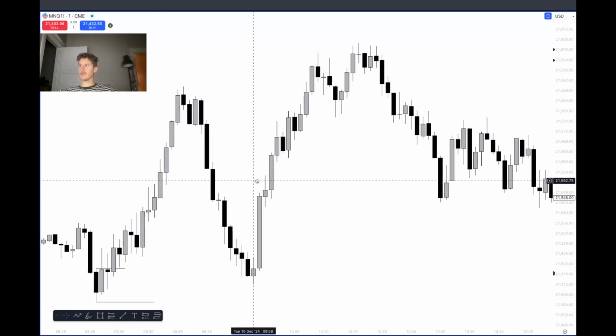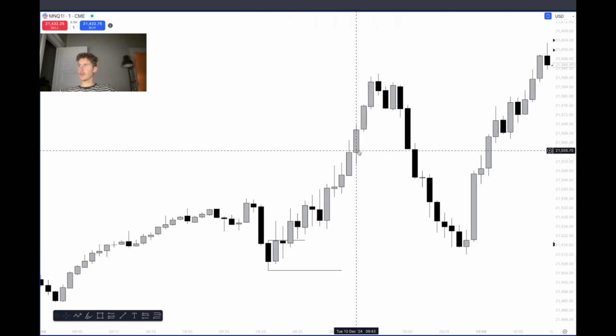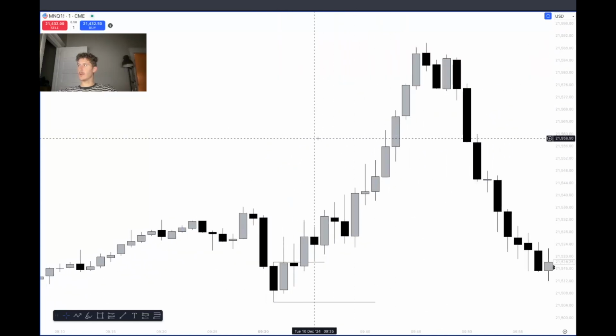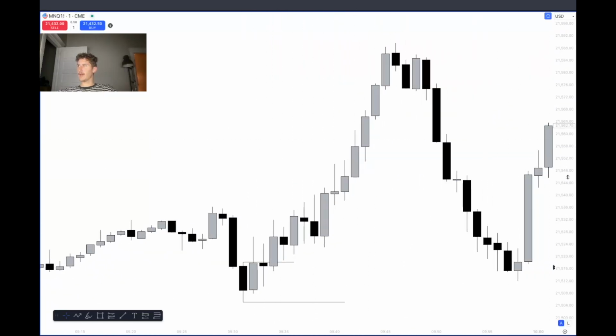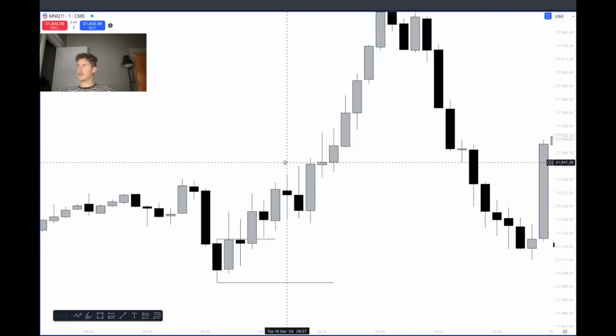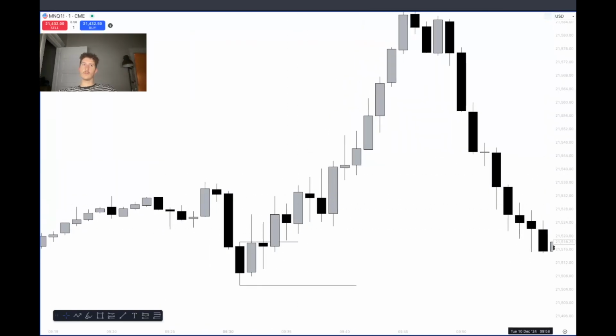Let me just make sure I'm zoomed in enough. I'm going to zoom in really close so you guys can see, because I know a lot of people have asked me to do that in the past. So let's say you already know how to identify a low. You've identified your low. This is the low. Now, how do we identify a high? You're going to find the bullish candles. Step 1, these gray candles.